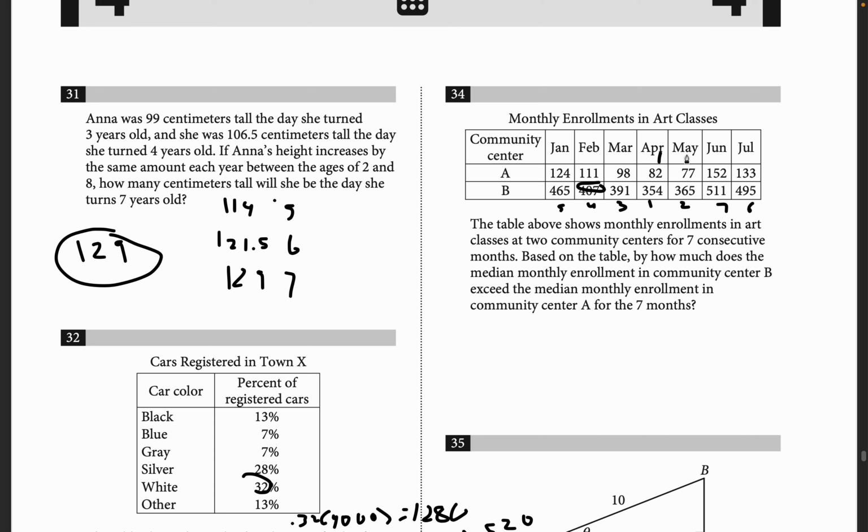1, 2, 3, 4, 5, 6, 7. Our median will be right here. So how much greater is the median in B? Subtract again. 407 minus 111. 296.